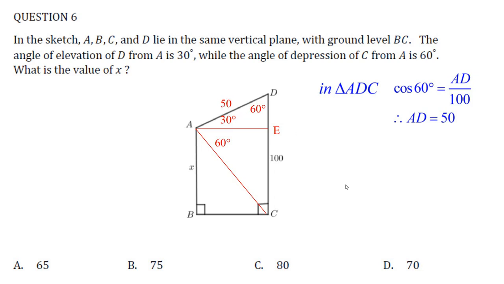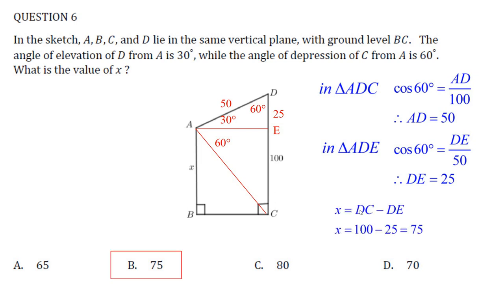Well, now I can get at another triangle. In triangle ADE, DE over the hypotenuse, 50, is also the cosine of 60 degrees. So that means DE must be half times 50, which is 25. Well, I know that's 25. I know the whole distance is 100. That means this distance from E to C, which is the same as A to B, must be equal to 75. It's 100 minus 25.